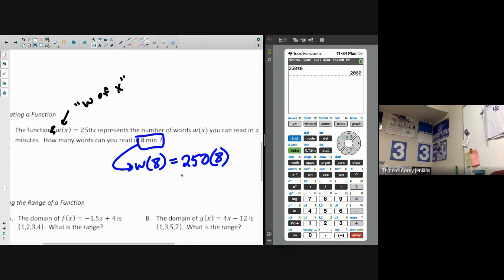I'm out of room on my screen, so I'll just write that underneath. And since this is a word problem, I'm going to put my answer into context, right? My two variables are w of x is number of words and x is minutes, right? So what's equal to 2,000? That would be w of 8 is equal to 2,000. So this is talking about my output variable. So this would be 2,000 words.